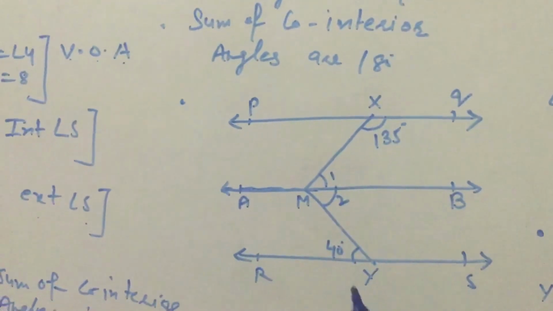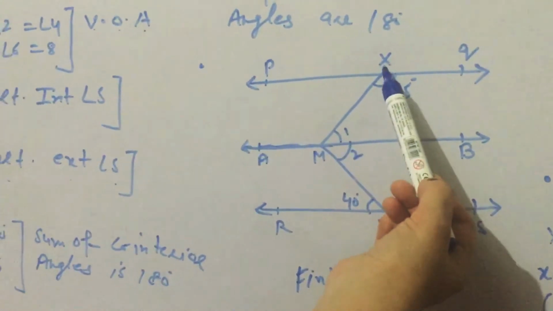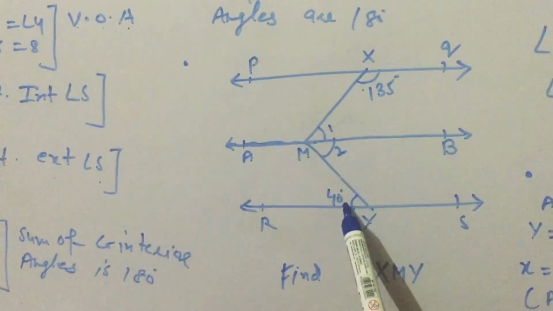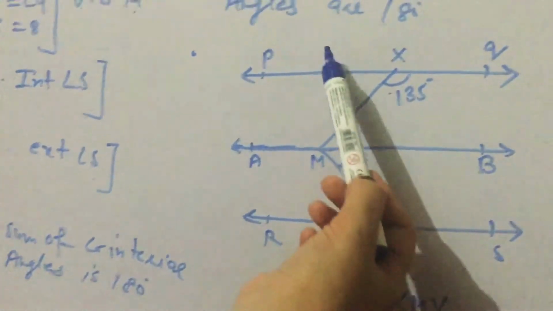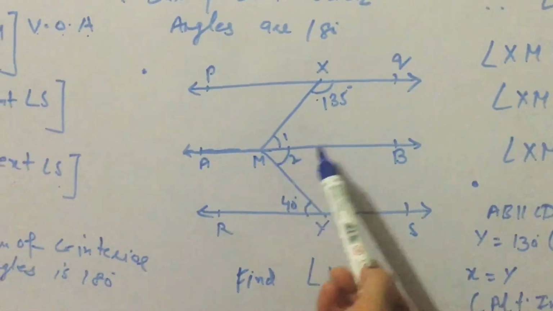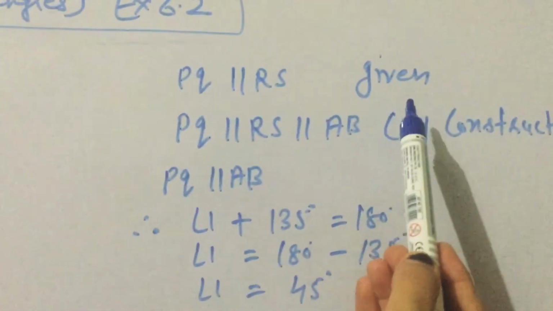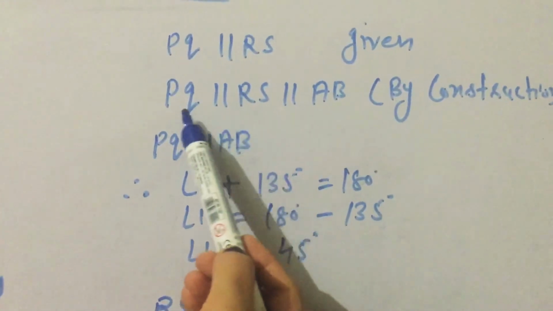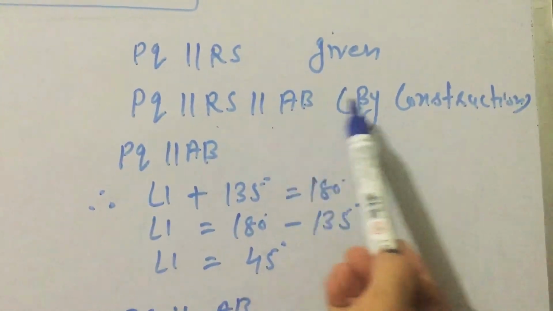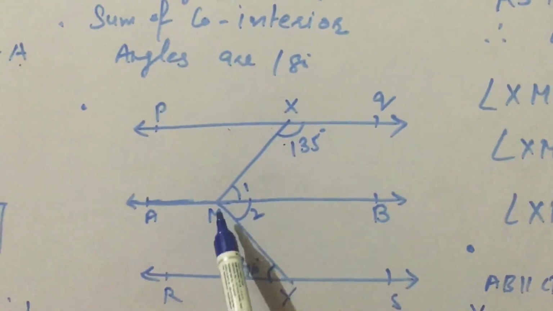Figure is given. Two parallel lines are given, PQ parallel RS, and we have to find angle XMY. Two angles are given here. This angle is 135. This is 40 degrees. By construction I have taken one more line AB which is parallel to PQ and RS. PQ parallel RS parallel AB. This is by construction.